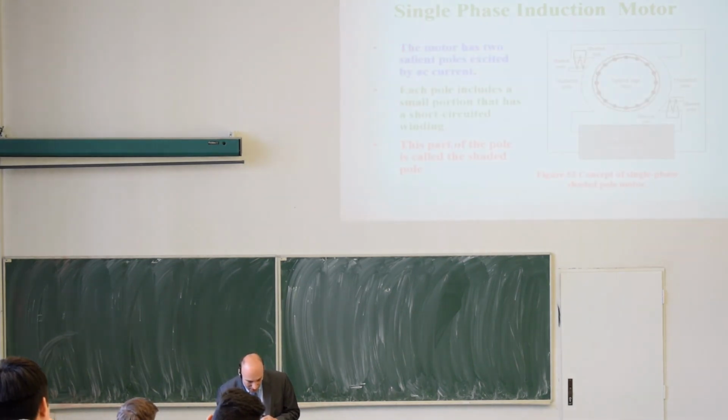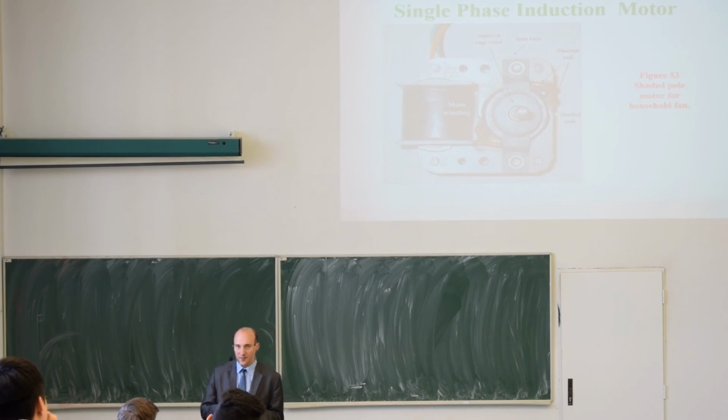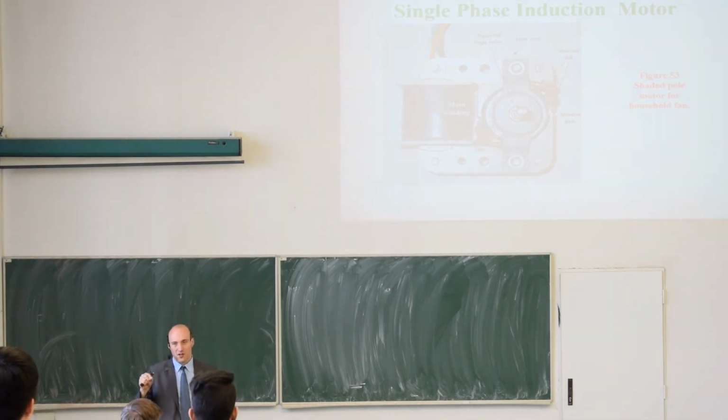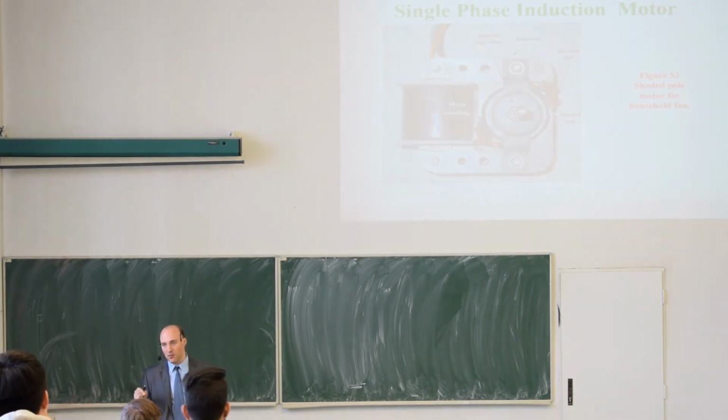I'll probably start with the picture here. So a shaded pole motor is essentially a single-phase induction motor. You can see here, this is the main winding. It is powered at all times. And here, this is the rotor. And now this kind of motor will not start itself without any external help.